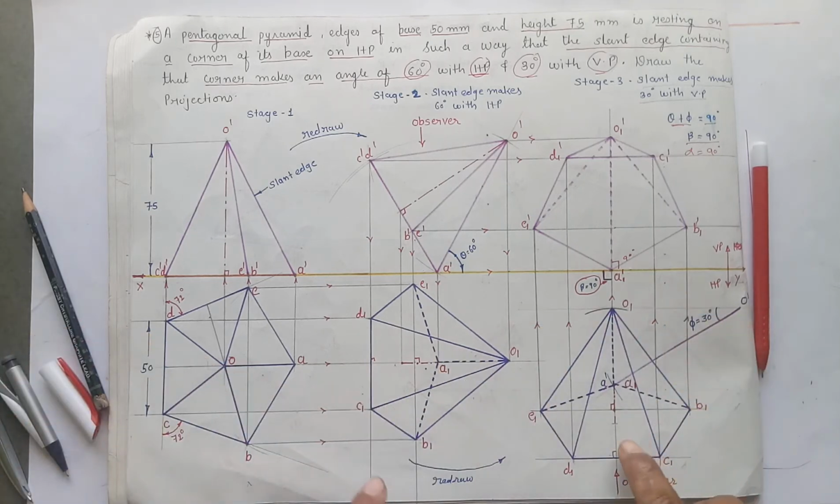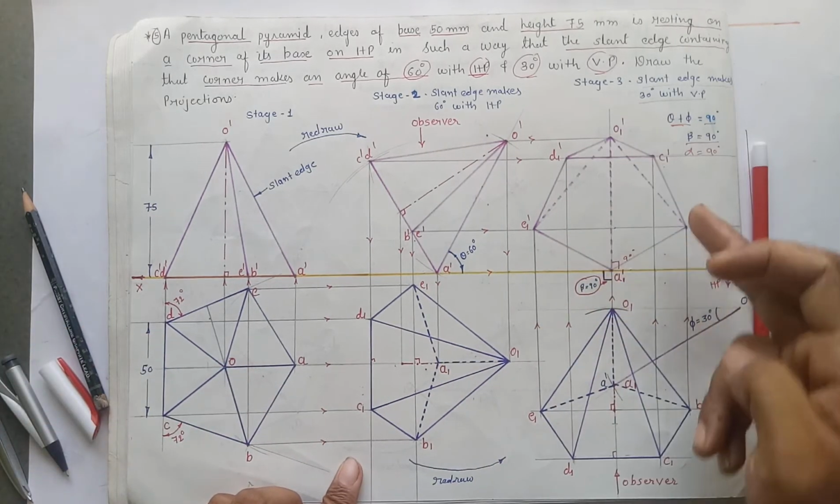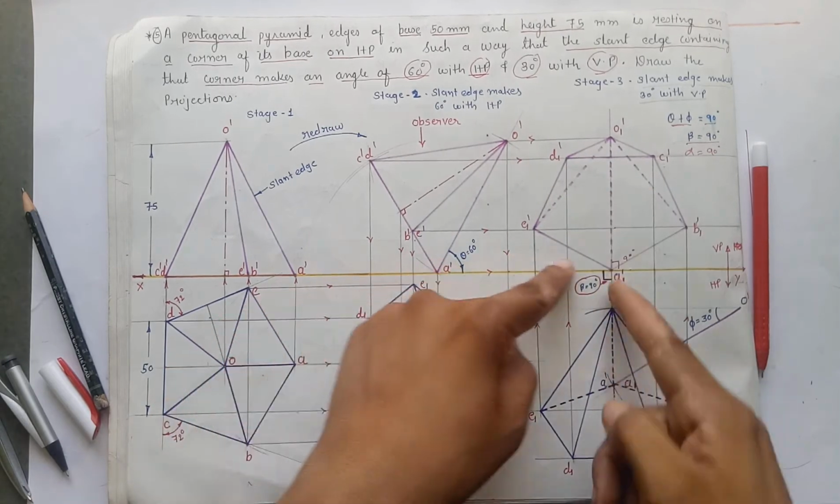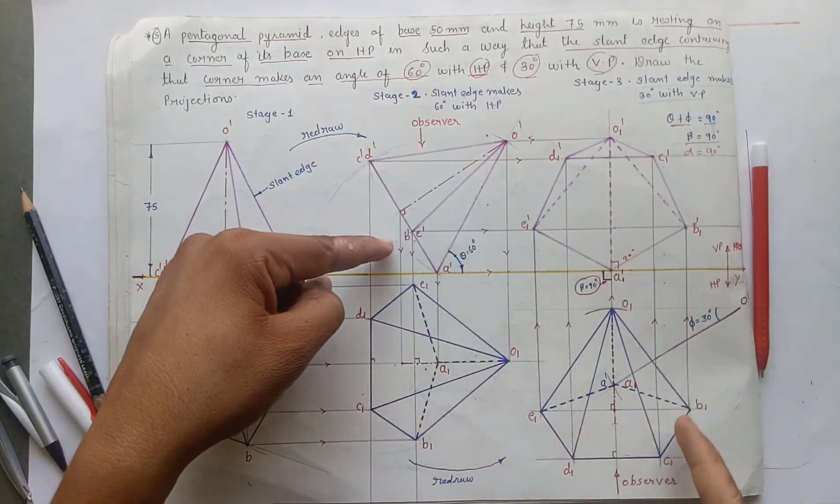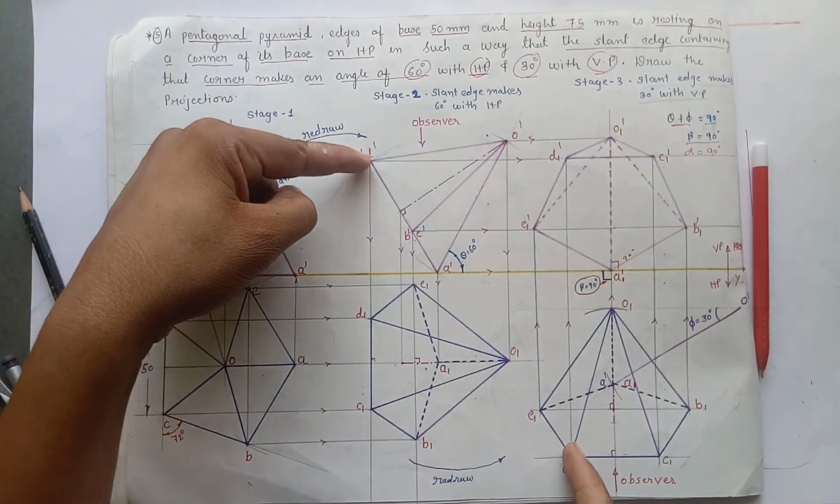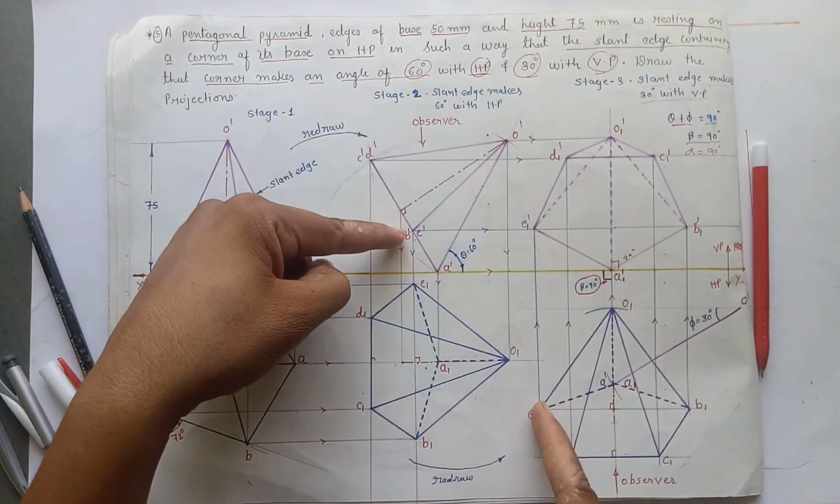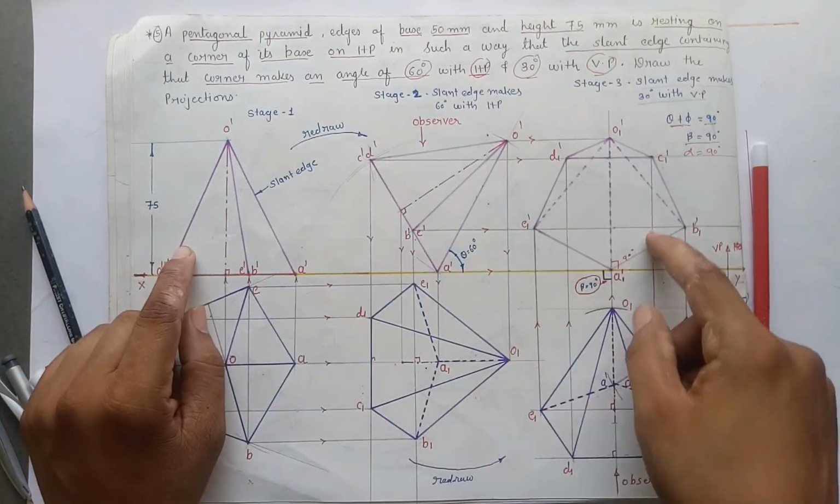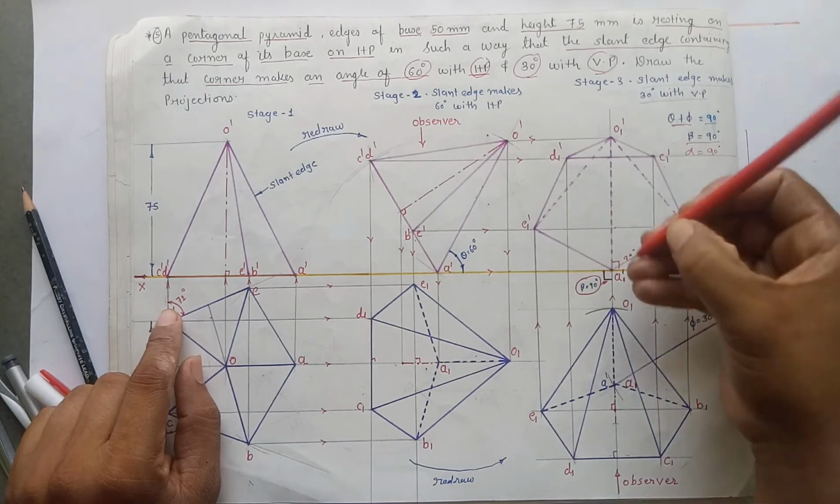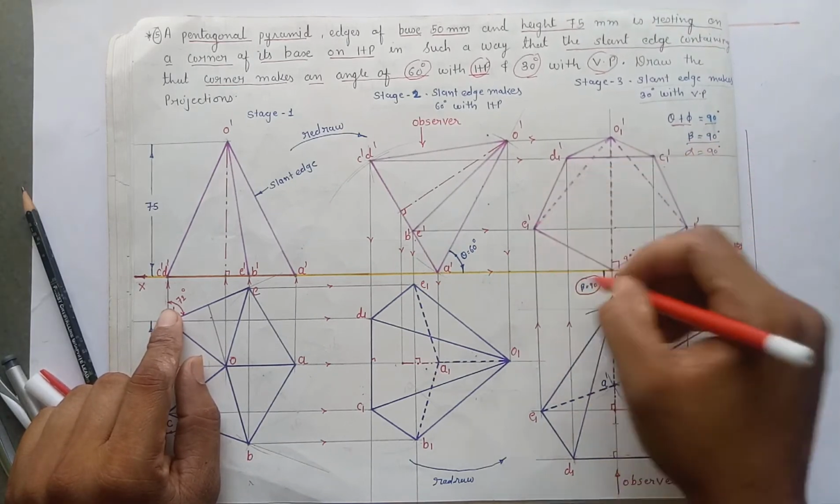So project the points of the base A, B, C, D, E. Mark the points and O dash also, and draw the base dark. A, B, C, D is going to be dark.